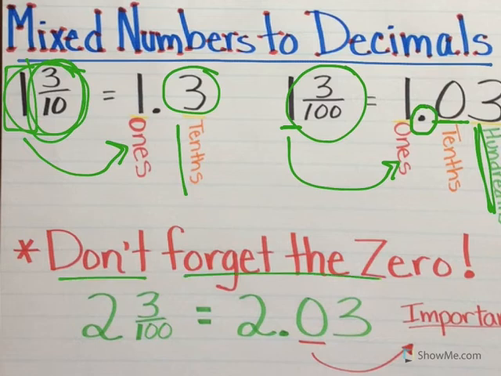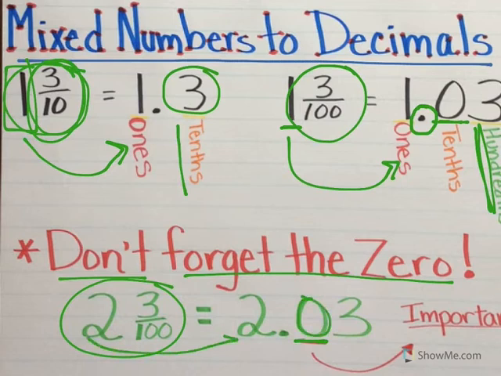Don't forget that tricky 0. Numbers like this, where they don't have any tenths, are going to have a 0. So here we have our 2 wholes, which go in the ones place, and our 3/100, which go in the hundredths place.